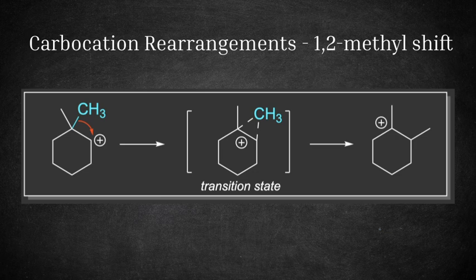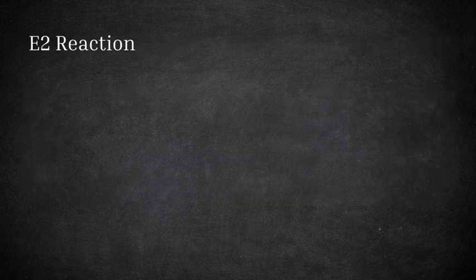Overall, both SN1 and E1 reactions can undergo carbocation rearrangements, including both 1,2 hydride and 1,2 methyl shifts. Since both mechanisms involve the formation of a carbocation intermediate, if a rearrangement can lead to a more stable carbocation, the shift will occur rapidly and is generally unavoidable. Now let's return to our discussion of elimination reactions and discuss the E2 mechanism.